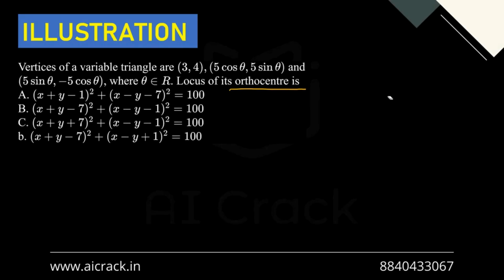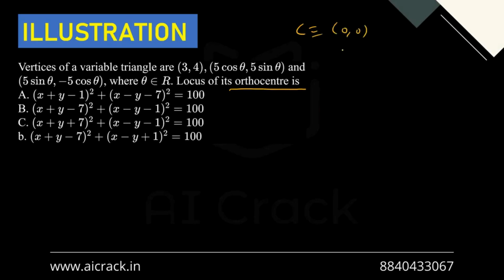Now nothing has been given over here, but one thing I can observe is that the origin (0, 0) is equidistant from all these 3 points. If I calculate the distance of this point from the origin, that would be 5. The distance of this point from the origin would again be 5, and so on for this one. So basically I can conclude that the circumcenter is the origin only, so the circumcenter has the coordinates (0, 0).